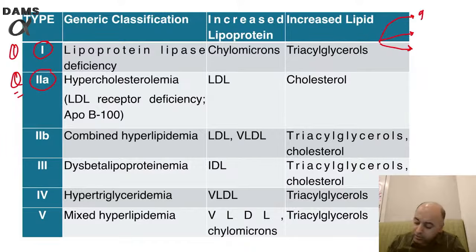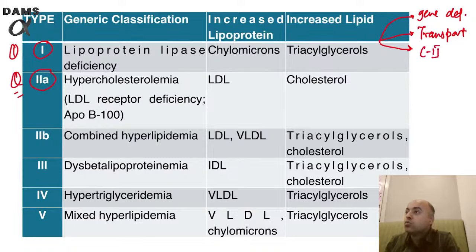Number one, there is a gene defect for the lipoprotein lipase. Number two, the lipoprotein lipase has to travel to the surface, so there can be a transport defect. And lastly, the lipoprotein lipase is activated by ApoC2. So if there is an ApoC2 defect, then also the lipoprotein lipase will not work.